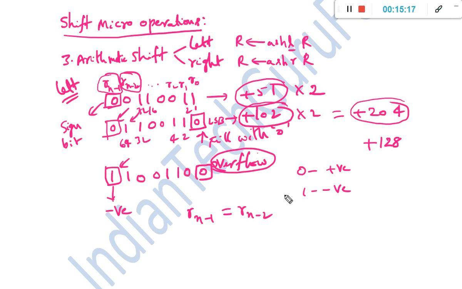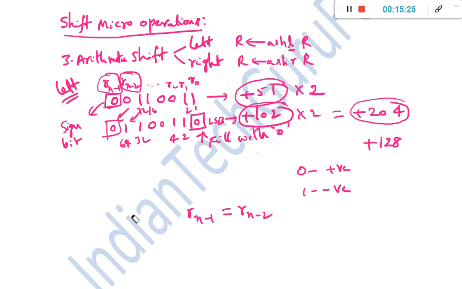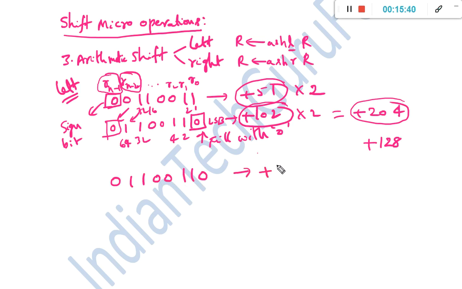So now let us consider the right shift operation. For performing the right shift operation, I am going to take the value 0, 1, 1, 0, 0, 1, 1, 0, whose value is plus 102, and I am going to perform the right shift operation. This 0 will come here: 0, 1, 1, 0, 0, 1, 1.